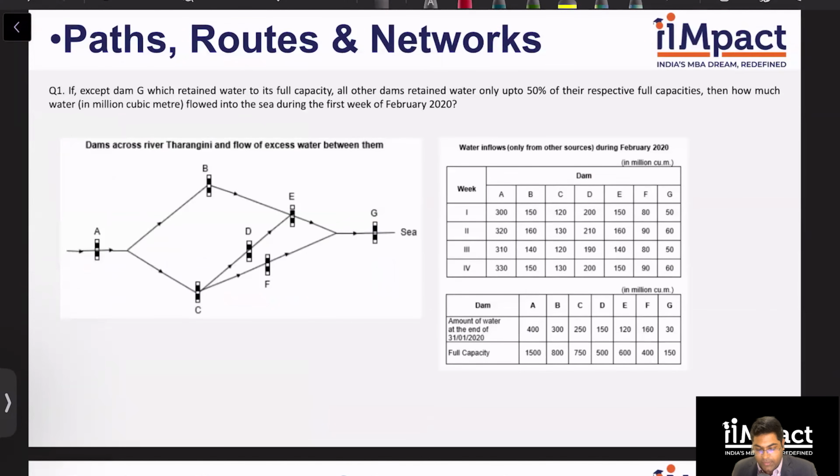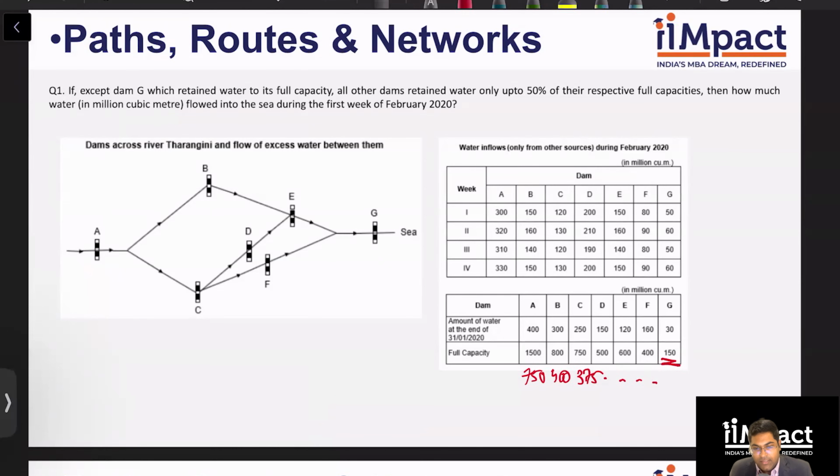If except dam G, which retained water to its full capacity, so dam G is operating at full capacity, all the other dams retain water only 50% of the respective capacity. So like 750 for this, 400 for this, 375 for this, and so on and so forth. Then how much water flowed into the sea during the first week of February? Tell me guys, what is a smart way of doing this?